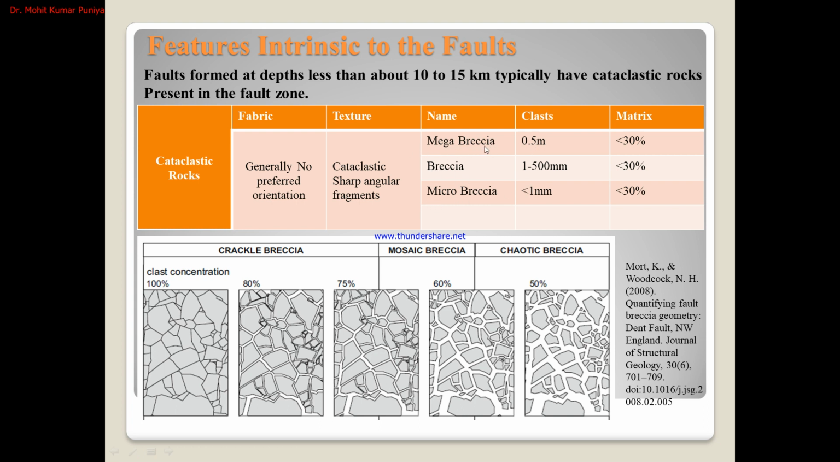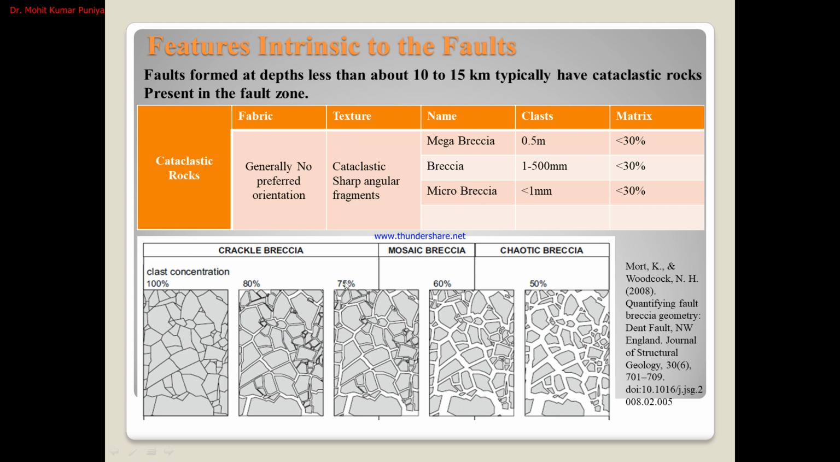Mega breccia is when the grain size is more than 0.5 meter, or you can say more than 0.5 mm, and the percentage of matrix is less than 30%. In breccia, the grain size is 1 to 500 mm with less than 30% matrix. Micro breccia is when the grain size is less than 1 mm.